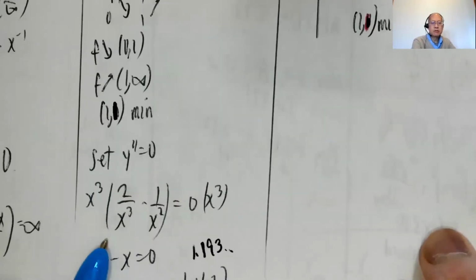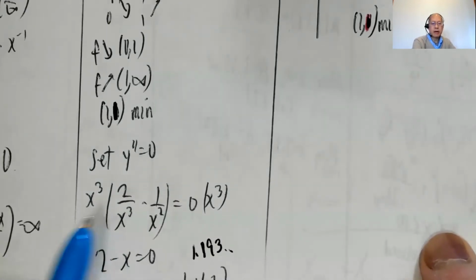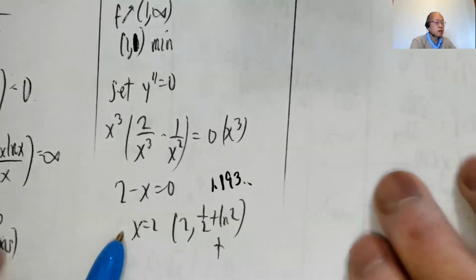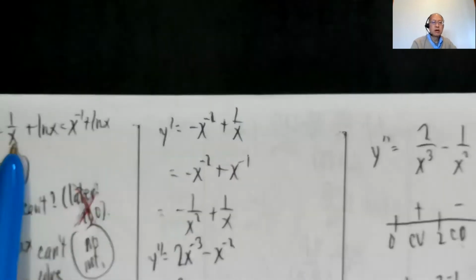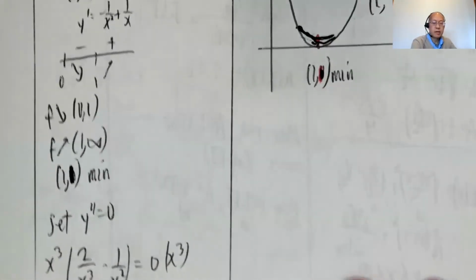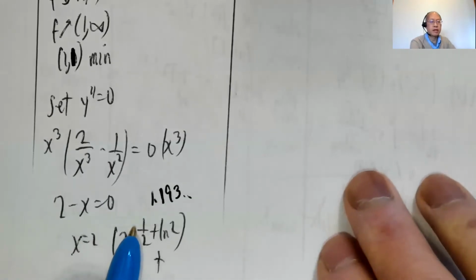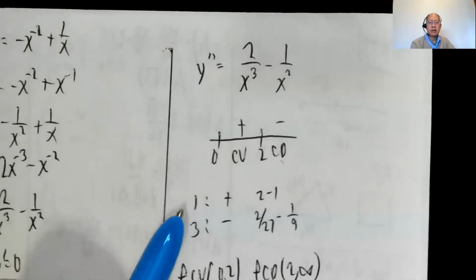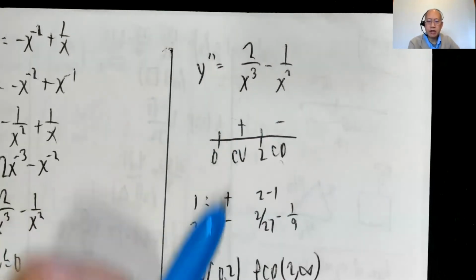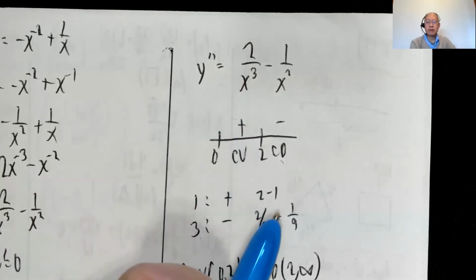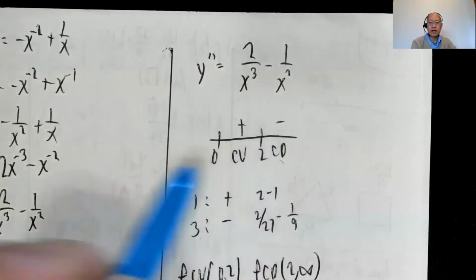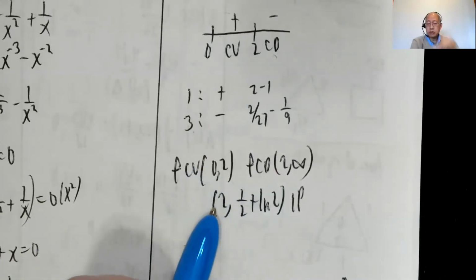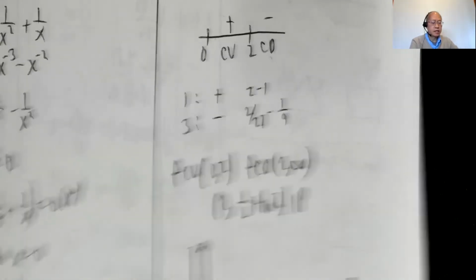Y double prime equals 0. Here's y double prime multiplied by x cubed: 2 minus x equals 0. x is 2. Plug back into the original: 1/2 plus ln 2. That's the exact value. It's roughly 1.193. Sign chart. Okay, if I plug in 1, I get 2 minus 1, that's positive. Plug in 3, this is 2 over 27 minus 1/9, that's negative. So concave down. So the function is concave up from 0 to 2, concave down from 2 to infinity. So (2, 1/2 plus ln 2) is an inflection point.